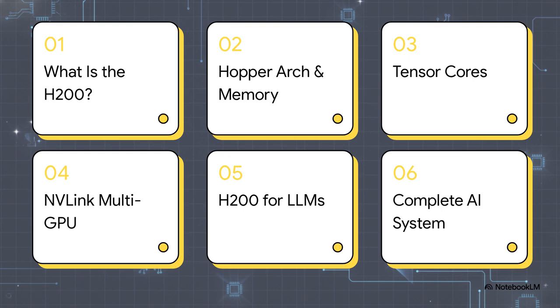Here is our roadmap for today. 1. What exactly is the H200? 2. Hopper architecture and memory. 3. Tensor cores and precision. 4. NVLink multi-GPU scaling. 5. Why the H200 excels at LLMs. And 6. The complete AI system. Let's just start right at the fundamental basics of the hardware and work our way down.